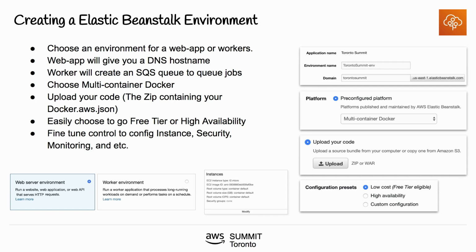So that's the big advantage to Elastic Beanstalk, is it's going to set up those other additional services so that you don't have to do that yourself. And then you just choose that multi-container Docker. You'd upload your code with that zip containing that Docker AWS JSON file, and you're going to choose your configuration. So you can have it low cost or high availability. High availability is going to do a bunch of extra stuff for you, but it's nice to know that it's very easy to go from cheap to highly available with one click there.